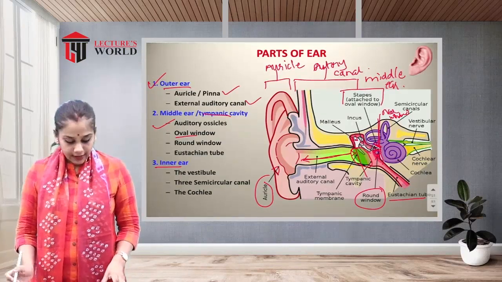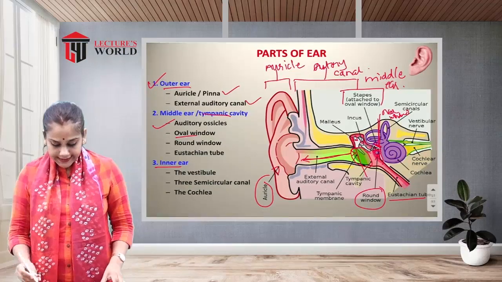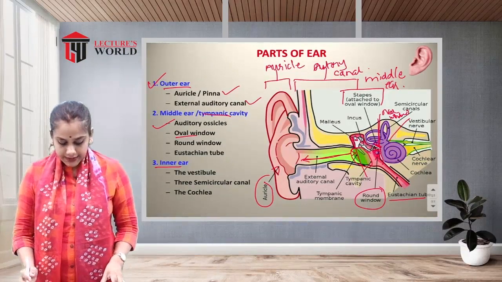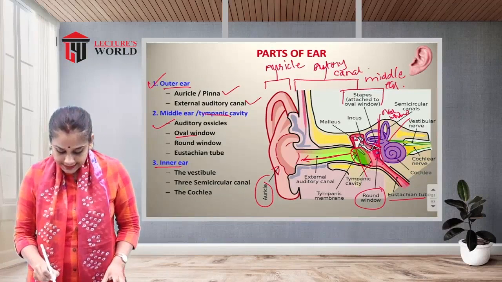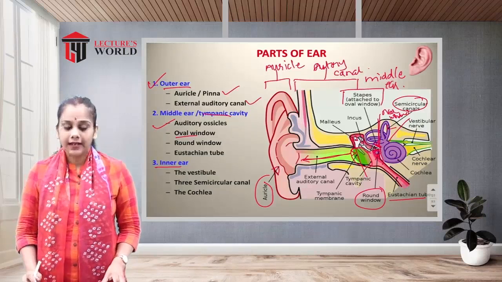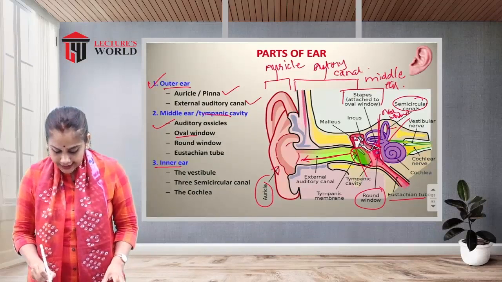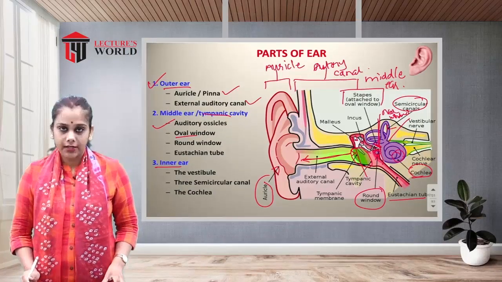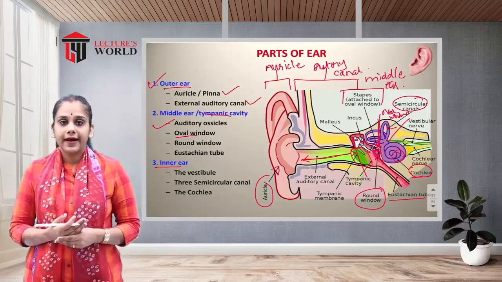In the inner ear, there is the vestibule. See, this is the vestibule. Then the three semicircular canals. See, these are the three semicircular canals. Then the cochlea. See, this is the snail shape, that is the cochlea. So these are the parts of the inner ear. Three parts in that.